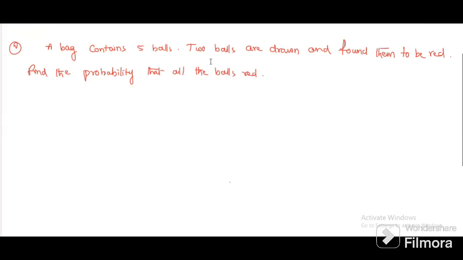So here is example 2. A bag contains 5 balls. 2 balls are drawn and found to be red. Find the probability that all the balls are red. So let's see, first, what is given. From the given information, 2 balls are drawn and found to be red. Means very clearly we get to know that there are at least 2 red balls.